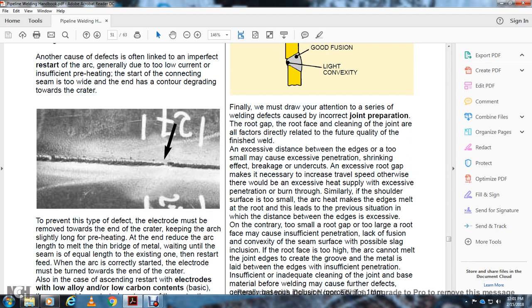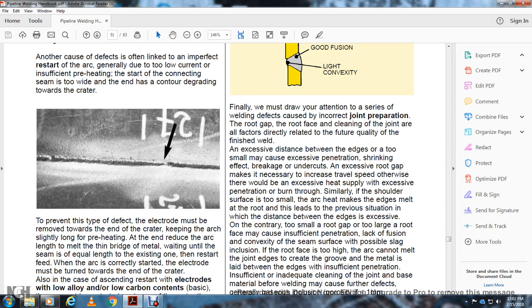To prevent this type of defect, the electrode must remove the torch at the end of the arc, on the end of the crater, removing the arc with a slight relief for the preheating of the end, but reducing the arc with light, leaving a thin bridge of metal, waiting until the seam is of equal length to the existing one, with the restart of the feed of the arc. To start correctly, the electrode must be turned away to the end of the crater.